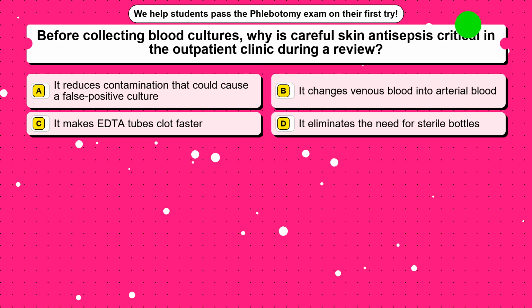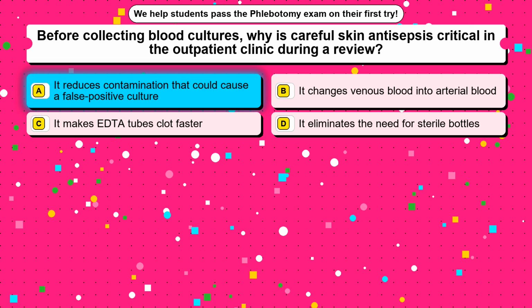Question 76. Before collecting blood cultures, why is careful skin antisepsis critical in the outpatient clinic during a review? Option A. It reduces contamination that could cause a false positive culture. Option B. It changes venous blood into arterial blood. Option C. It makes EDTA tubes clot faster. Option D. It eliminates the need for sterile bottles.